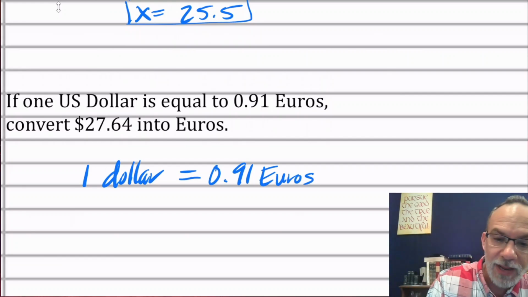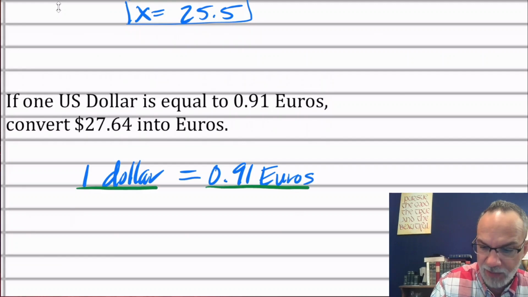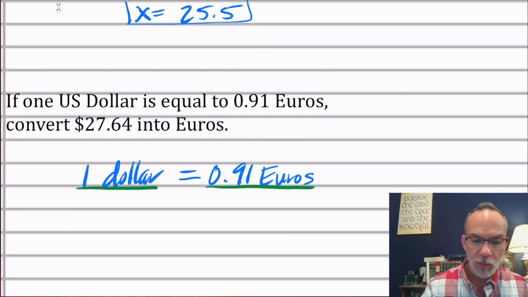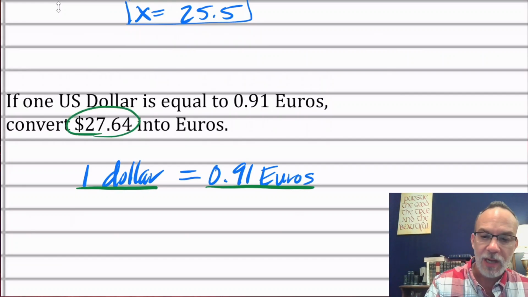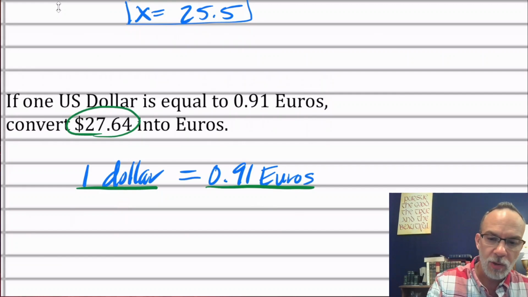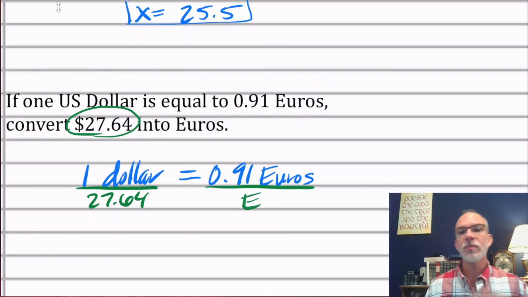And then I just make proportions out of them. I draw a fraction bar right there and a fraction bar right there. Bada bing. Now, what do I actually know? Convert $27.64. Now, is that going to go on the bottom right or on the bottom left? Well, because it's dollars, you have to go with dollars over here. It's got to be in the dollar fraction. So on the bottom over here, 27.64. And then how many euros? I don't know. That's what I'm being asked to solve for. There's the proportion.